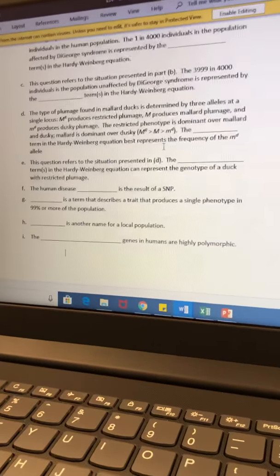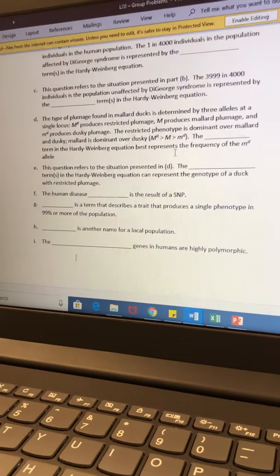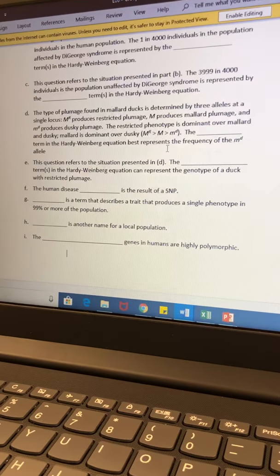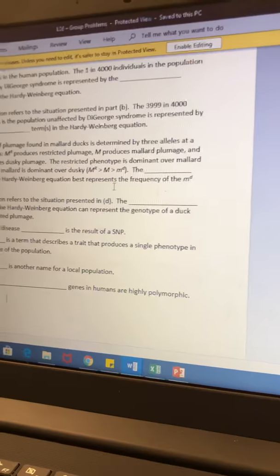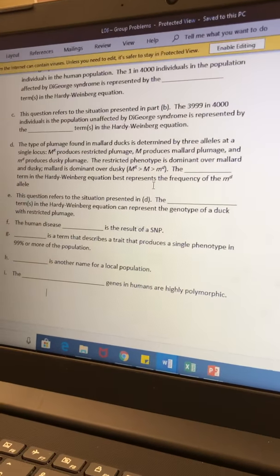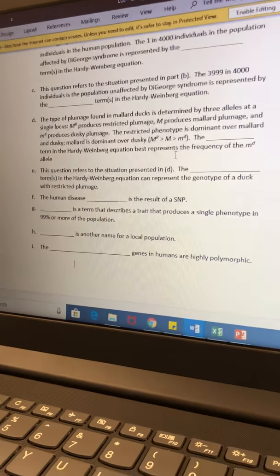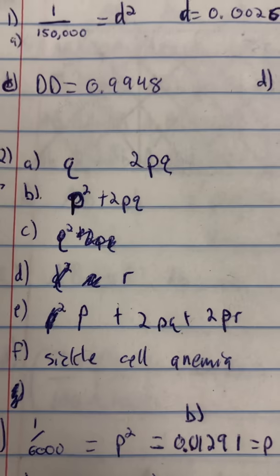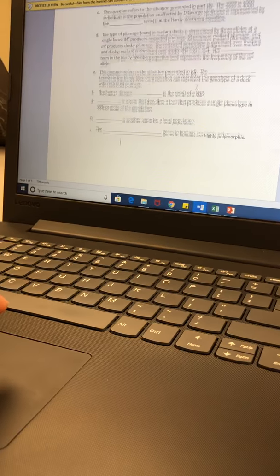For C, the question refers to the situation presented in part B, and 3,999 in 4,000 individuals is unaffected by DiGeorge syndrome, and that's represented by R because it is not the dominant allele.